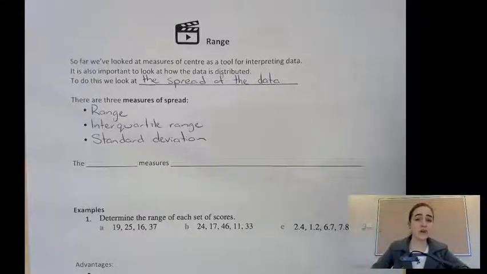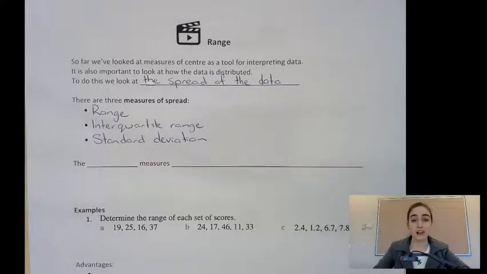In this video, I want to have a look at the range. So in our last video, we had a look at interpreting data by looking at the measures of center, so where the center of the data was. In this video, we want to start having a look at interpreting data by having a closer look at how spread out the data is. So how the data is distributed.